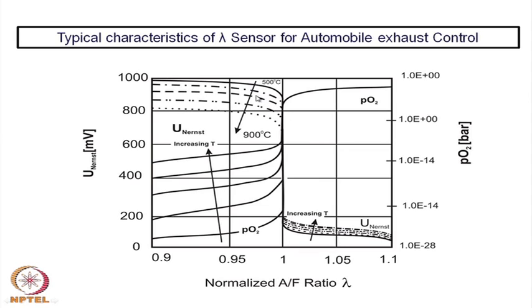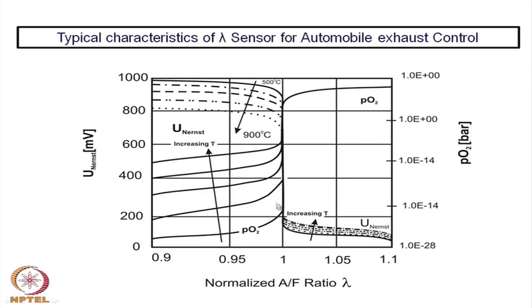On the other side, you can see the PO2 is increasing in this fashion, and the EMF is plotted here. Okay. So, the EMF is very low in this region, whereas the EMF is very high on this side. The reference PO2 is again air. So, compared to air, if the PO2 is very low, then you have a very high EMF, whereas if the PO2 is very close to air, then you have a very low EMF.